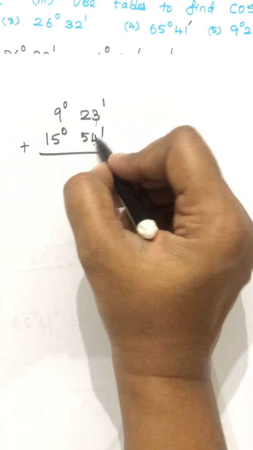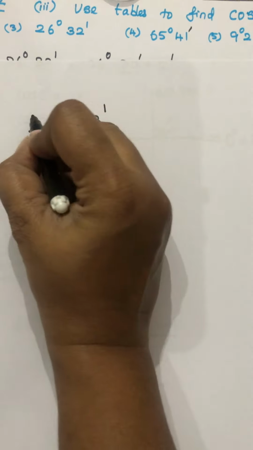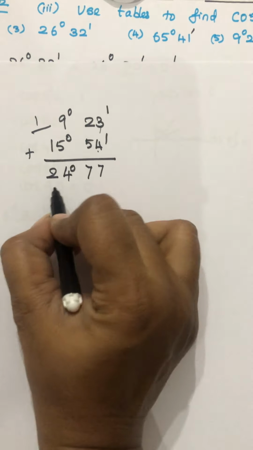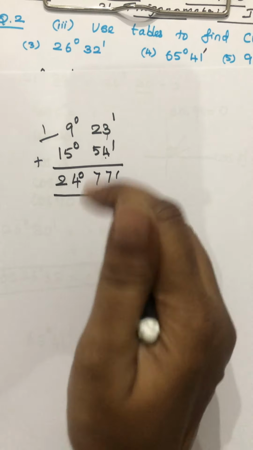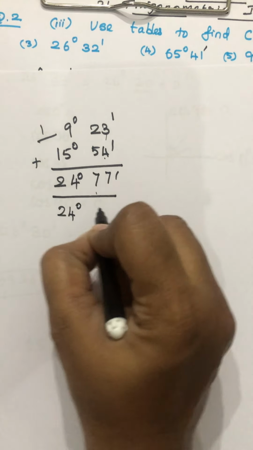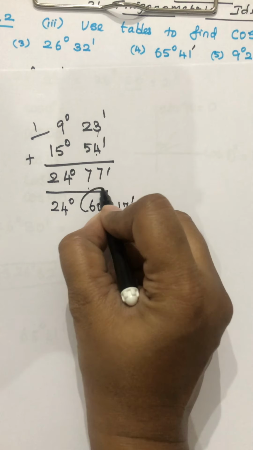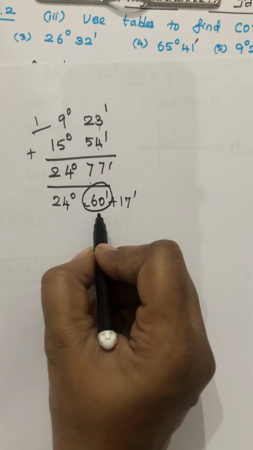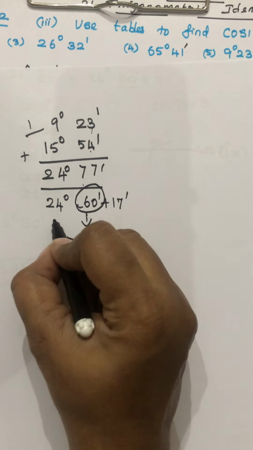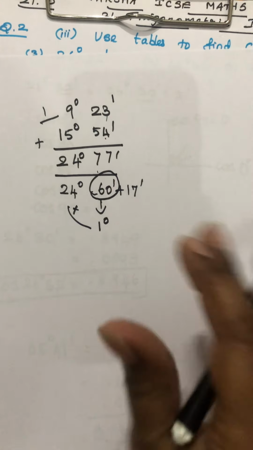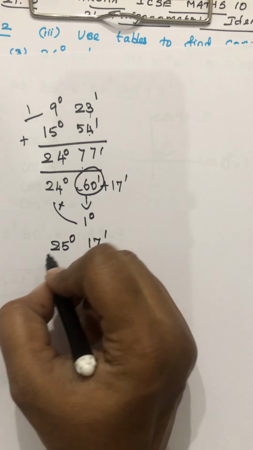Okay, so now add. This is 7, this is also 7 and this is 4, 1 and 2. So 24 degree 77 minutes. Okay, so this 77 includes 60. So we can write 60 minutes plus 17 minutes. So this 60 minutes will convert into 1 degree, so you can add it with 24 degree. So after adding we get 25 degree and 17 minutes only.